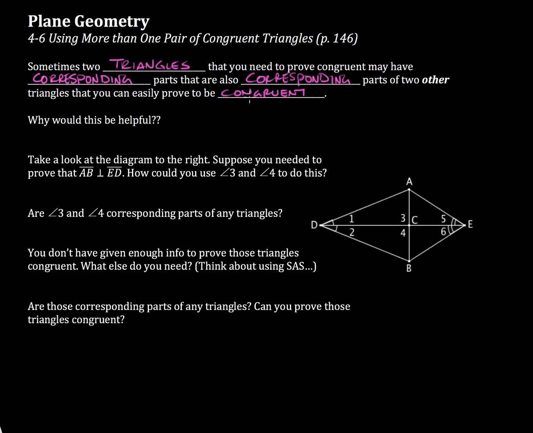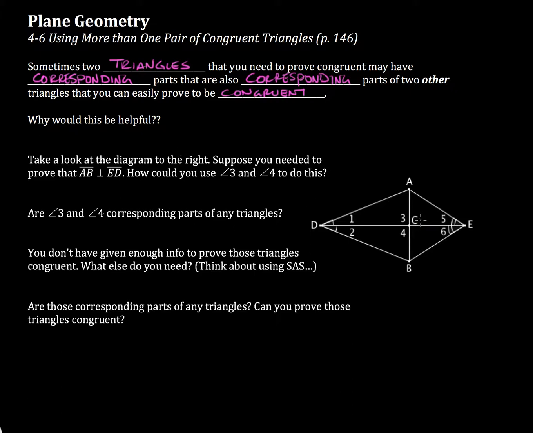Sometimes we'll be looking at two triangles and we need to prove them congruent, but we won't have enough information. But what oftentimes happens in some of these proofs is that the triangles that we're trying to prove congruent have corresponding parts that would also be corresponding parts of other triangles in the diagram that we might be able to prove congruent. So why is this helpful? It takes you a minute to wrap your head around what this is saying. But why would that be helpful?